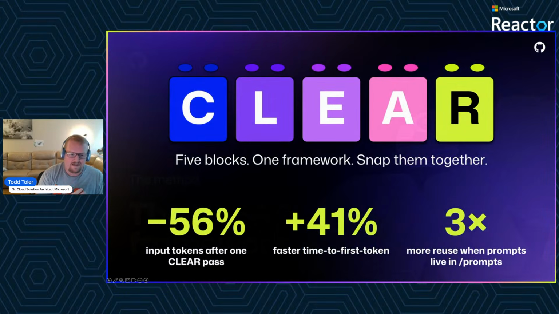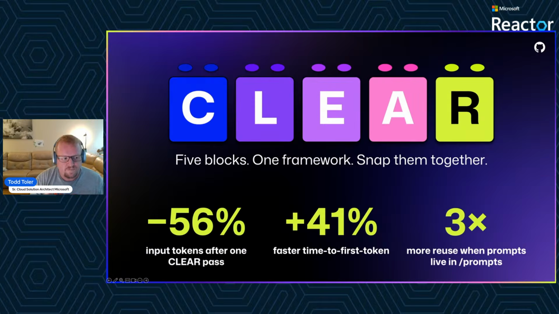So you see this is CLEAR: 5 blocks, 1 framework, snap them together however you see fit. You're not going to use every one. Realistically, think of them as snap-together bricks. That's what we're trying to show on the screen here a little bit. You don't always use all 5, but every decent prompt and every optimized prompt uses some of them together. It's just not realistic to use them all, especially at the beginning, but something to think about.